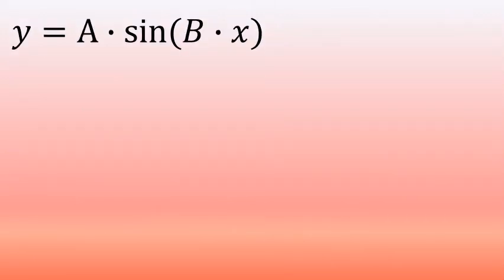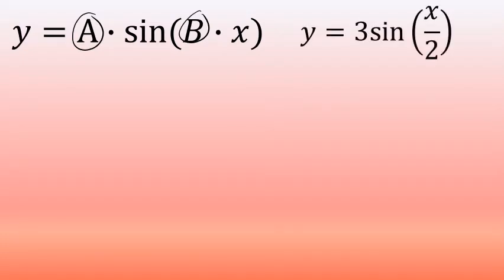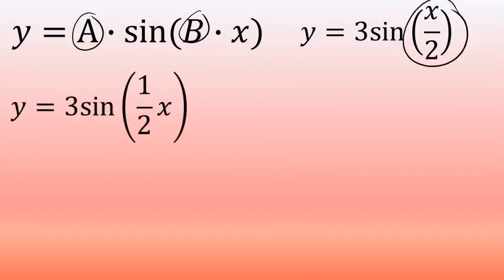Now let's take a look at the graph of a sine, where the value for a and b both are something other than 1. For example, y equals 3 times the sine of x over 2. You should know that x over 2 is the same thing as 1/2 x. And when it's written like this, it's a little easier to see that the value for a is 3 and the value for b is 1/2.